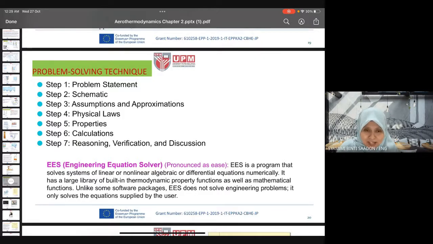Maybe only 10%. If our error is less than 10%, it means that we can accept our answers. 10% is enough, but not higher than that. If the error is too big, it means that we have to recalculate, redo, or make other assumptions. Okay, example.